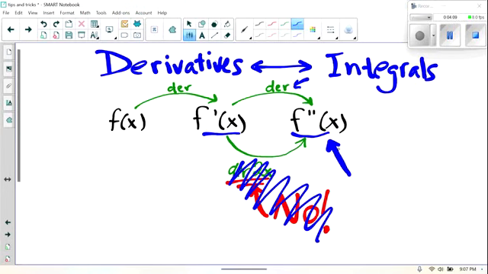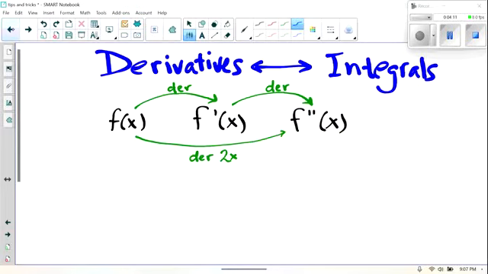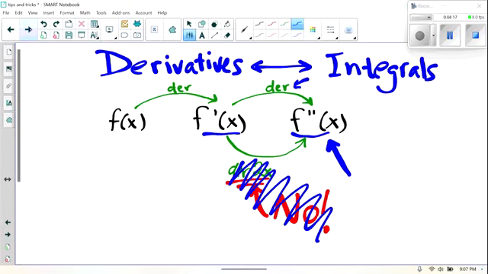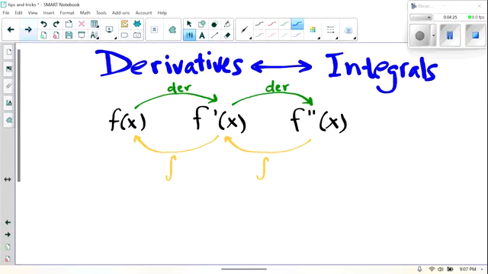Know where you're starting. If you're starting with the original function, sure, it's two derivatives. But if they give you the first derivative, don't you dare take two derivatives to get to the second derivative. Which, oh, by the way, integrals are just going backward. From second derivative to first, one integral. From first derivative back to original equation, one integral.